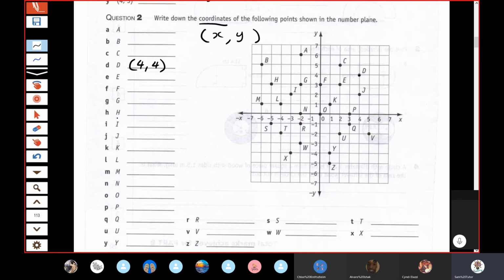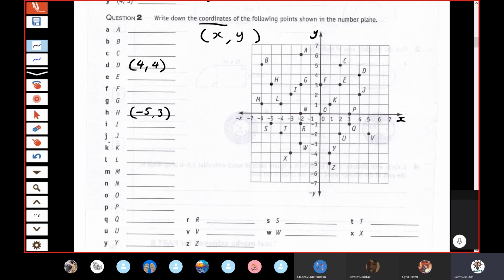Let's do H. Maya, can you do H? What would be the x coordinate to H? The x. X. That's it. -5. And then comma. What's your y coordinate? So these are your x's. These are your y's. 3. Pay attention. X's are left and right. Y is up and down.